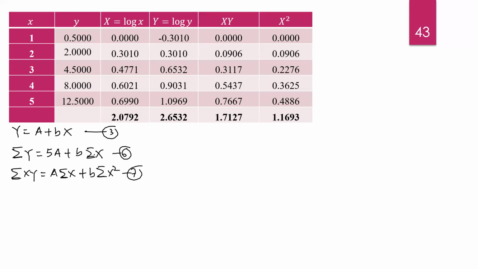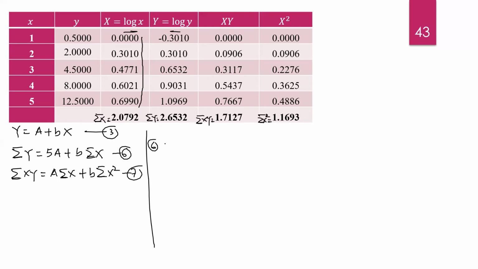Now see the requirement summation X. How do we get summation X? First we calculate capital X. Capital X is log of x. So put x is equal to 1 here, then 2 here, 3 here, so we get all these values, and their addition is summation capital X. Similarly for y, this is capital Y. This is capital X into Y, that is the product of this number and this number. And the last is summation X square. Substitute in 6 and 7 the last row.